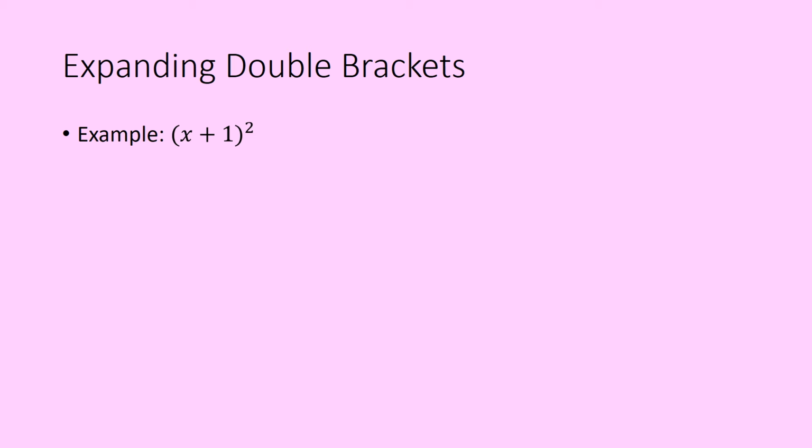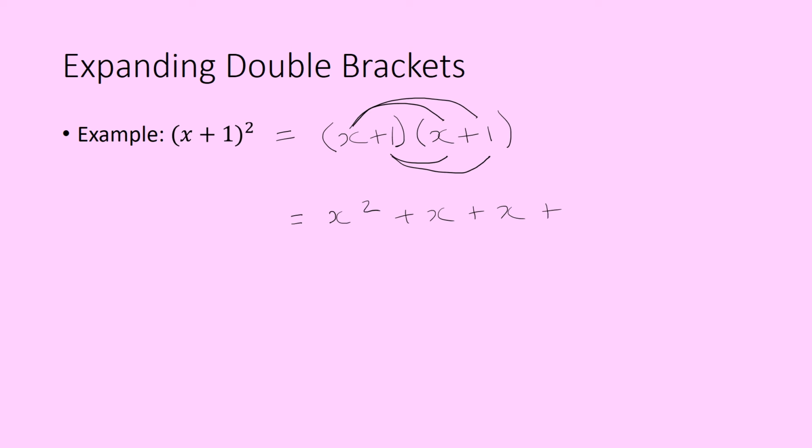What if we had x plus 1 all squared? Well, we can write that as double brackets. So x plus 1 times by another x plus 1, because it's squared. Now we're in the situation which we know how to deal with. x times by that x and x times by that 1, 1 times by the x and 1 times by the 1. So it would be x squared plus x plus x plus 1. Collect like terms. These are the like terms. So we've got x squared plus 2x plus 1.